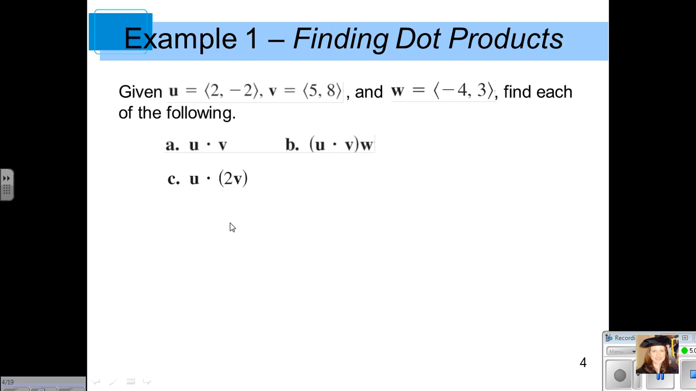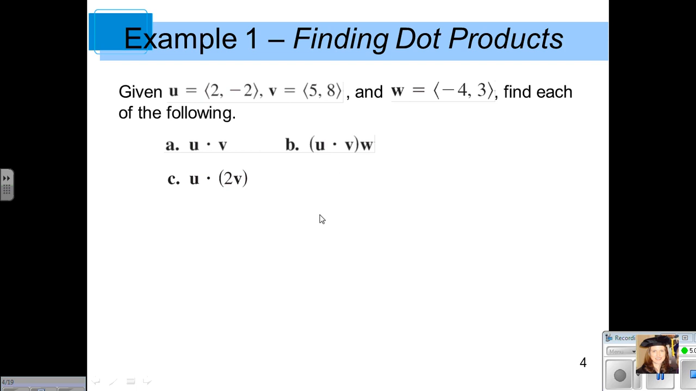Here's an example where we're given vector u with components 2, -2, vector v with components 5, 8, and vector w with components -4, 3. Find each of the following. You can pause the video now, try these on your own, and then come back to check your result.